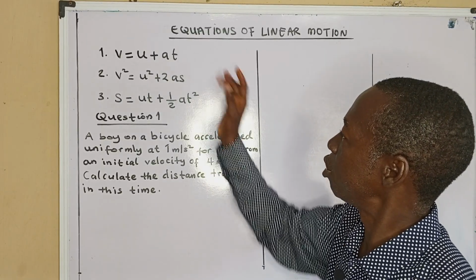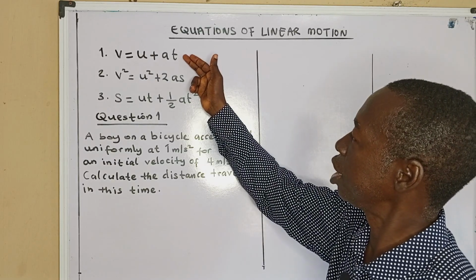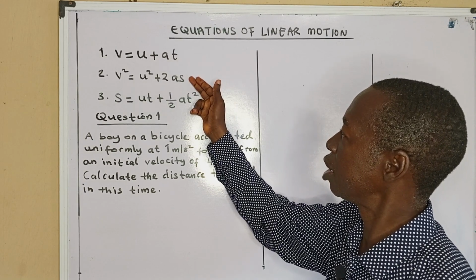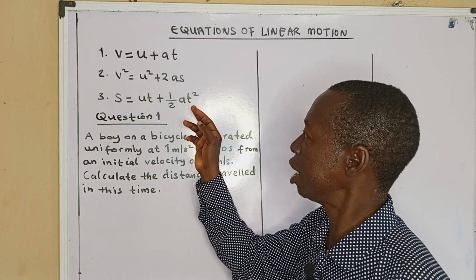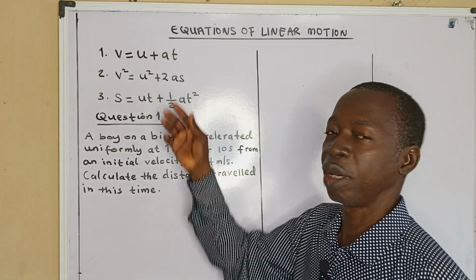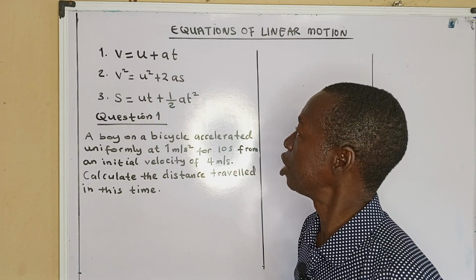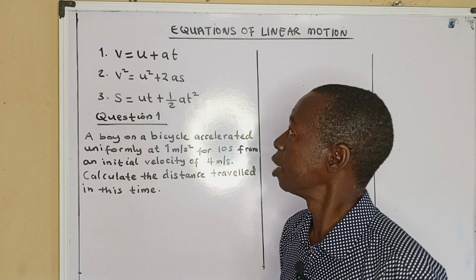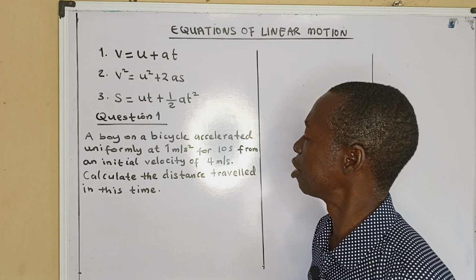Now we have three equations of linear motion. The first one says v equals u plus at. The second one is v squared equals u squared plus 2as. And the third is s equals ut plus half at squared. Now the v represents final velocity, the u represents initial velocity, the a represents acceleration, and the t represents time, while the s represents distance.